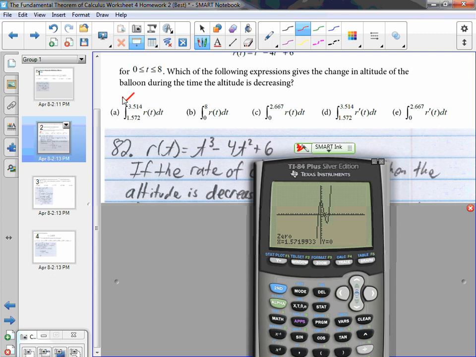Oh, these are derivatives of my derivative. I don't want the derivative of my derivative, do I? They already gave me the rate of change, so I can eliminate those right off the bat. That's it. It's A.